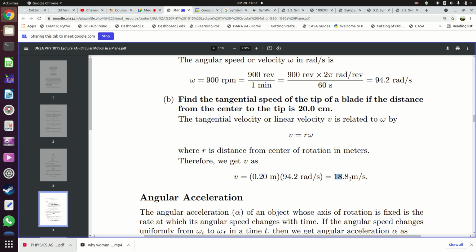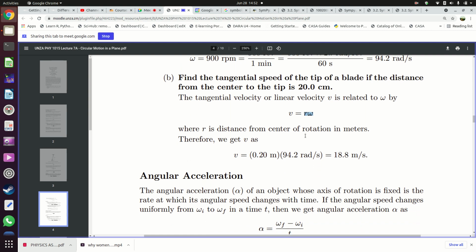Now this relationship is telling you something: if you're moving around a circle, how far you are from the center has an effect. Your velocity depends on your angular velocity multiplied by the radius. So the bigger the radius, the more you have to move. Okay. Any question on that bit?